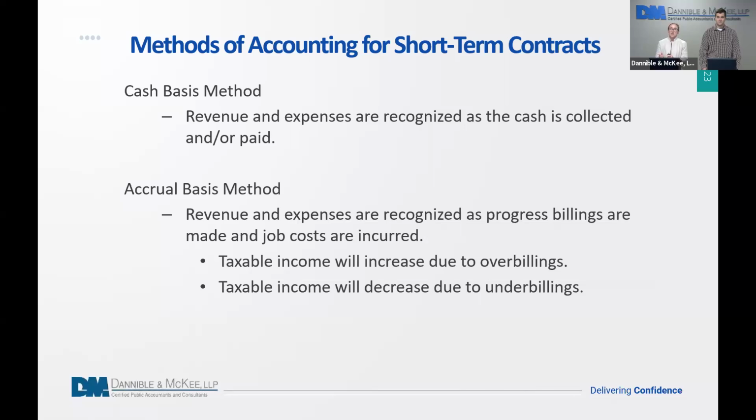Under the cash basis method, revenue and expenses would be recognized as the cash is collected and/or paid. And under the accrual basis method, revenue and expenses are recognized as progress billings are made and job costs are incurred. So under this method, taxable income would go up if there are overbillings on the WIP schedule, and it would go down if there are underbillings. So sometimes that's a planning strategy for some of our clients. They will look to hold on billings in efforts to have a decrease in taxable income.